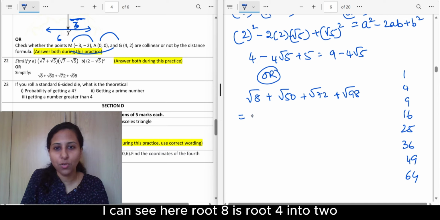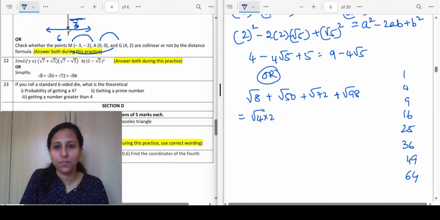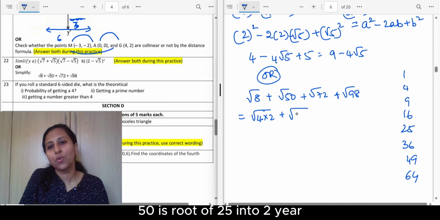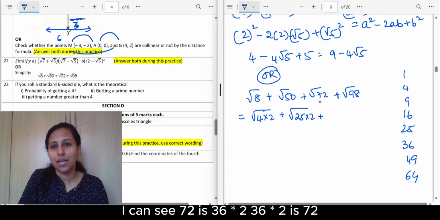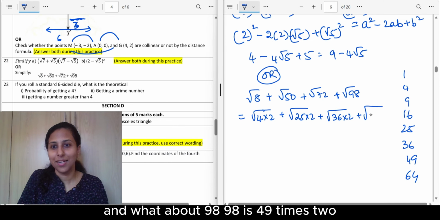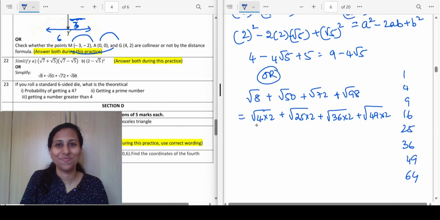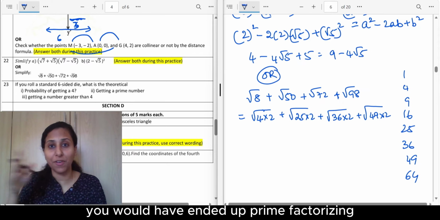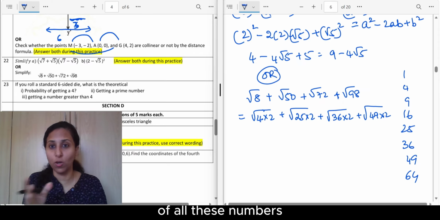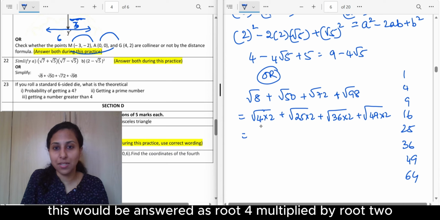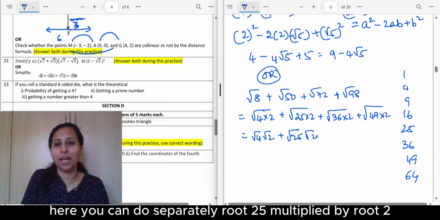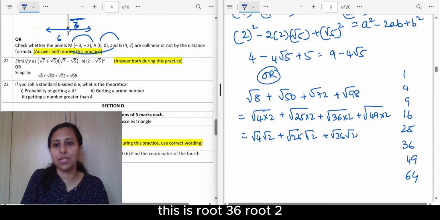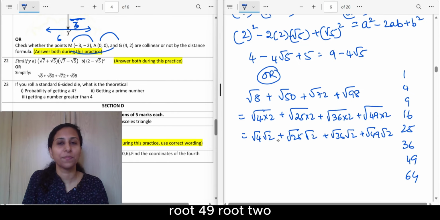You can write these numbers as multiples of any of these. I can see here root 8 is root 4 into 2. 50 is root of 25 into 2 here. I can see 72 is 36 times 2. And what about 98? 98 is 49 times 2. If you did not know this, you would have ended up prime factorizing and finding the complete factorized form of all these numbers. This would be answered as root 4 multiplied by root 2. Here you can do separately root 25 multiplied by root 2. This is root 36 root 2, root 49 root 2.